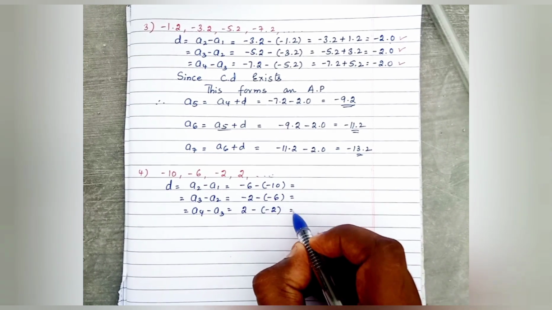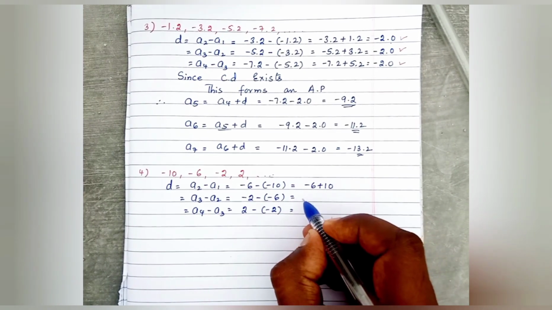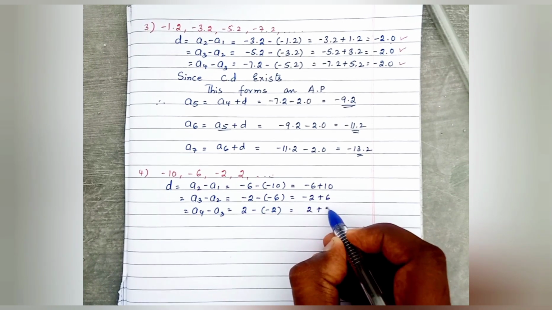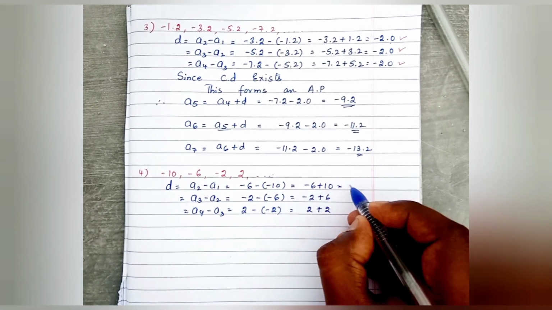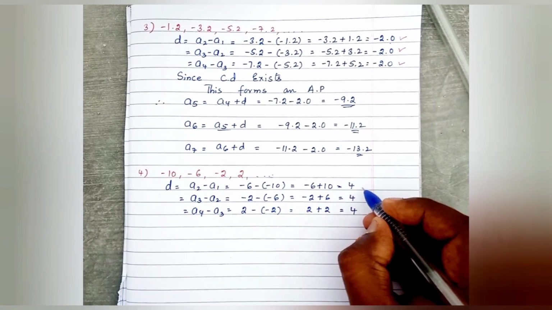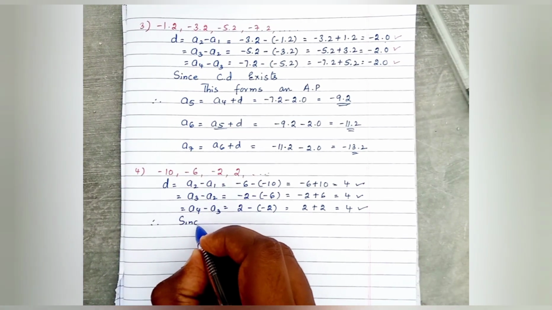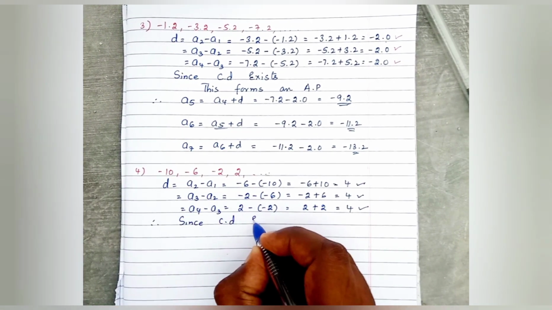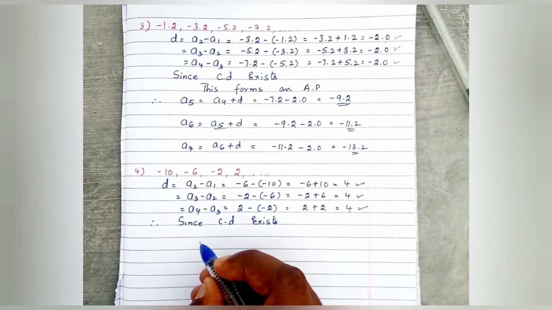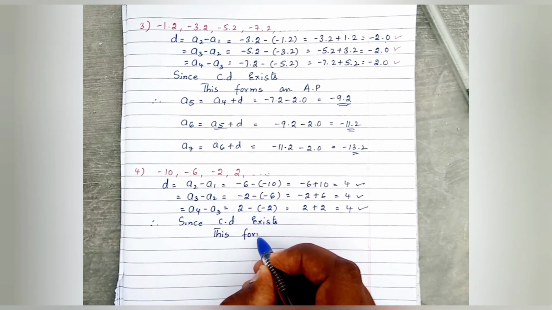Now minus into minus is plus, minus 6 plus 10. The same way, minus 2 plus 6, and 2 plus 2. Minus 6 plus 10, do subtraction and put the bigger number's sign, we'll get 4. Minus 2 plus 6 is 4, 2 plus 2 is 4. Again, they have a common difference. That means the list of numbers forms an AP. Since the common difference exists, the above list of numbers forms an AP.